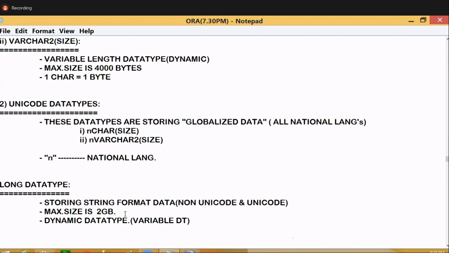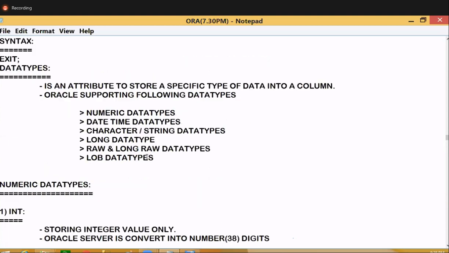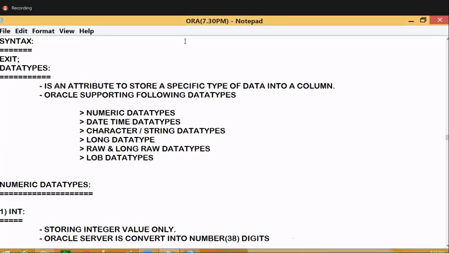And the next data type is what now, guys? The next two categories of data types are raw and long raw, and LOB data types. We will discuss these data types in tomorrow's session. I stop here, so tomorrow means Monday. On Monday we will discuss these two. After finishing these data types, we will start our table creations, and later insert, update, delete, and perform operations one by one.